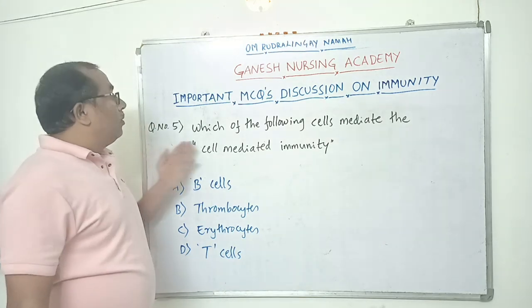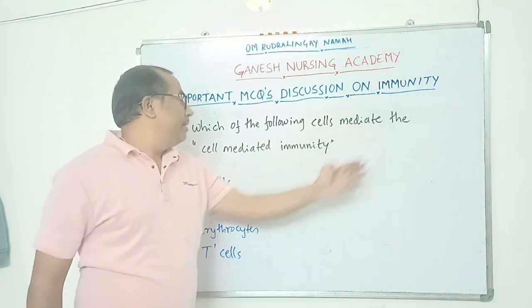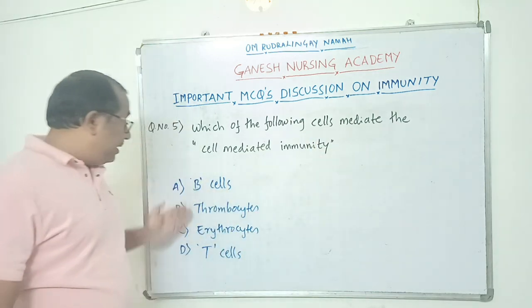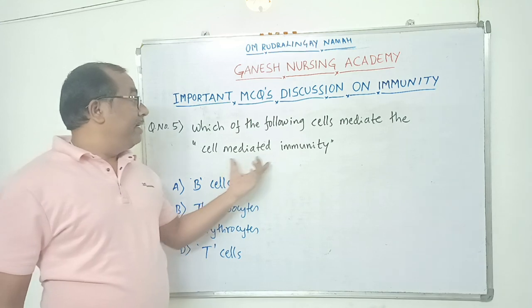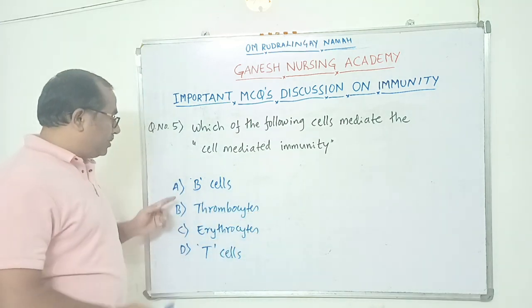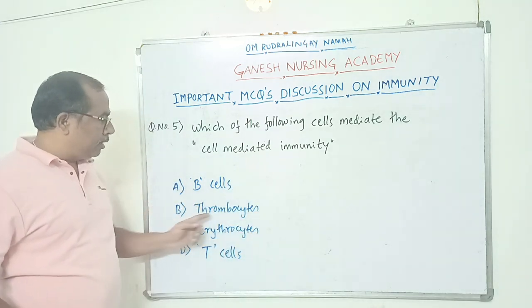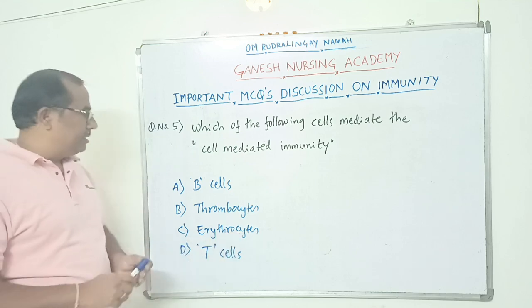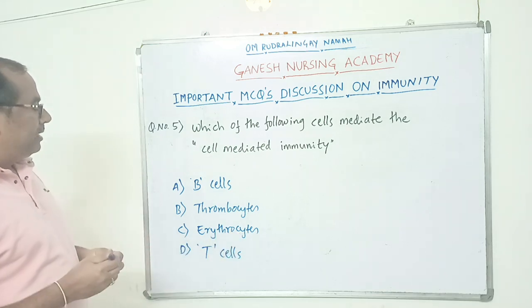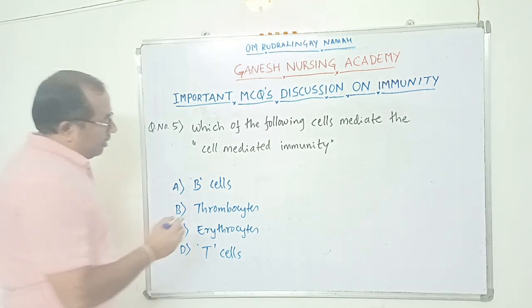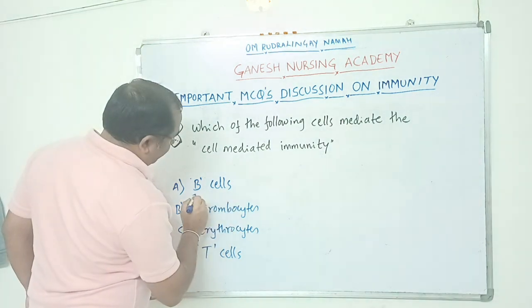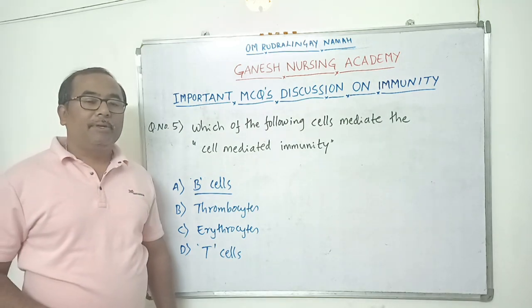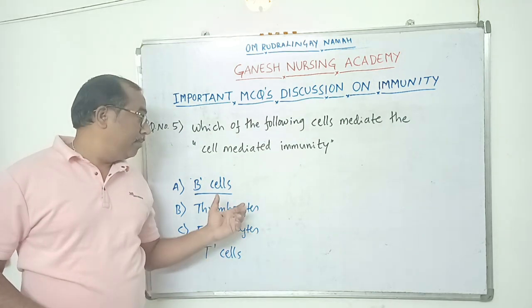Question number 5. Which of the following cells mediates cell mediated immunity? Means, which of the following cells is responsible for cell mediated immunity? Option A is B cells, option B is thrombocytes, option C is erythrocytes, option D is T cells. See here, B cells are responsible for humoral immunity.